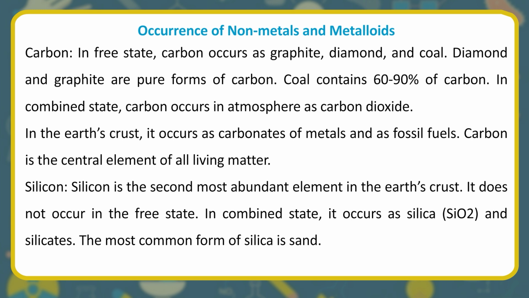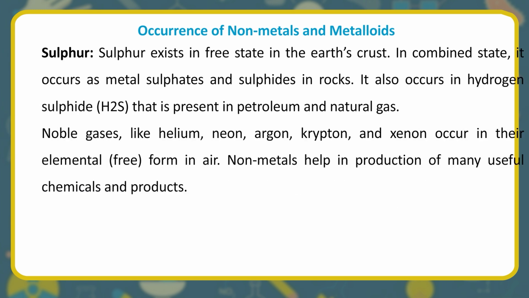Silicon. Silicon is the second most abundant element in the Earth's crust. It does not occur in the free state. In combined state, it occurs as silica, SiO2, and silicates. The most common form of silica is sand.